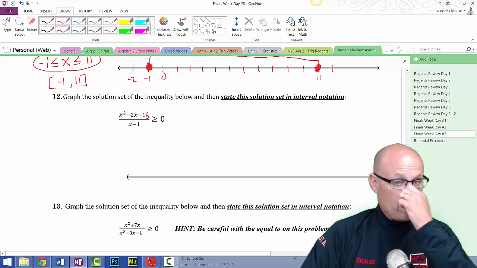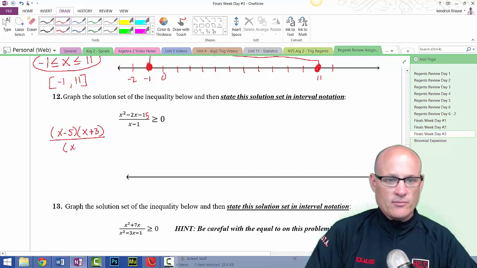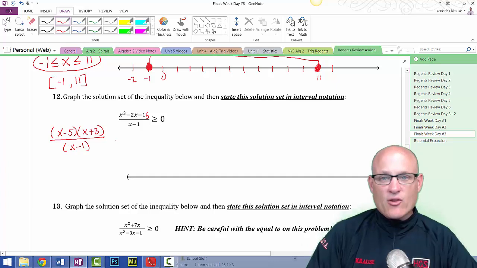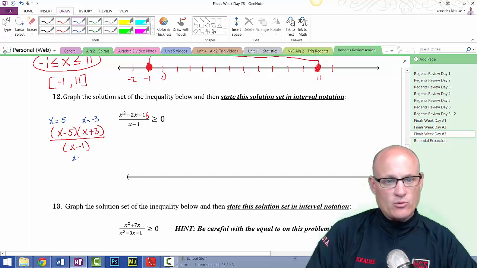Okay. So what we want to do now is factor this. What we have here is (x minus 5)(x plus 3) all over (x minus 1). So we get 3 critical numbers, and I'm going to do those in blue. Our critical numbers are x equals 5, x equals negative 3, and x equals 1.